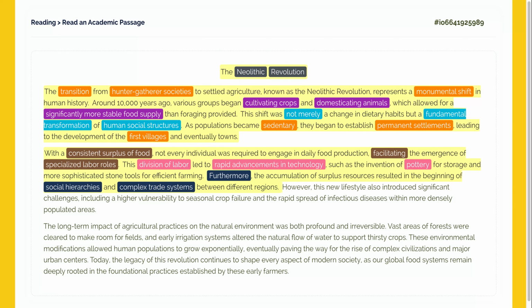However, this new lifestyle also introduced significant challenges, including a higher vulnerability to seasonal crop failure and the rapid spread of infectious diseases within more densely populated areas.